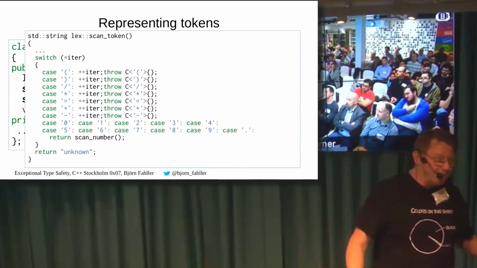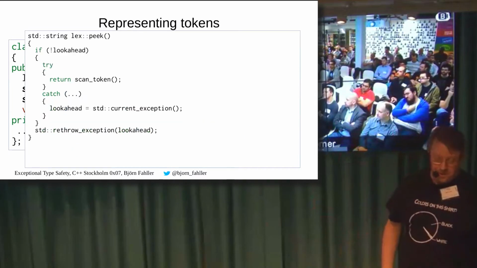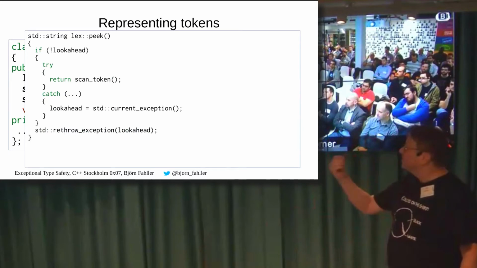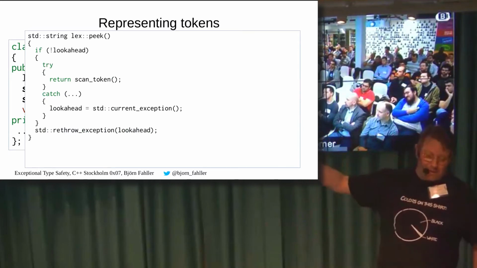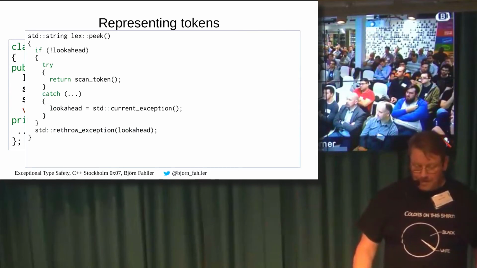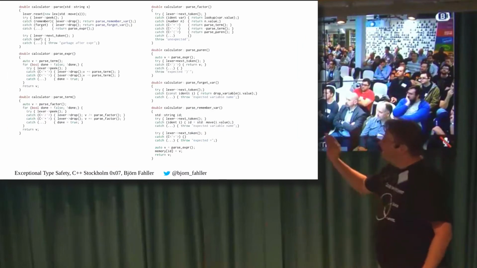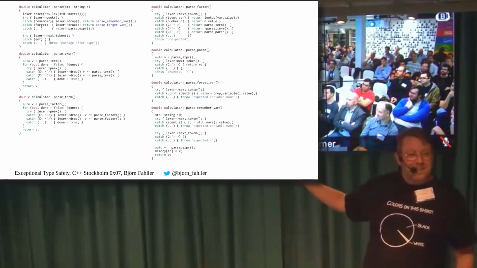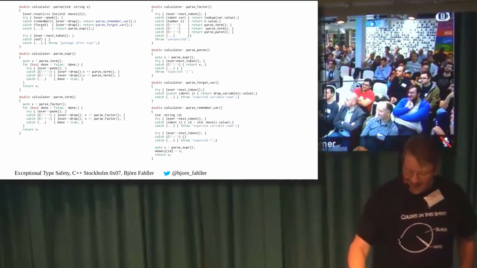I mentioned earlier how you use a lookahead. So why not use exception pointers to remember where we were so that we can rethrow that thing again if needed. This is amazingly neat, actually. So here we have the full code again. You may note that it's actually a little bit shorter than the std::variant version.